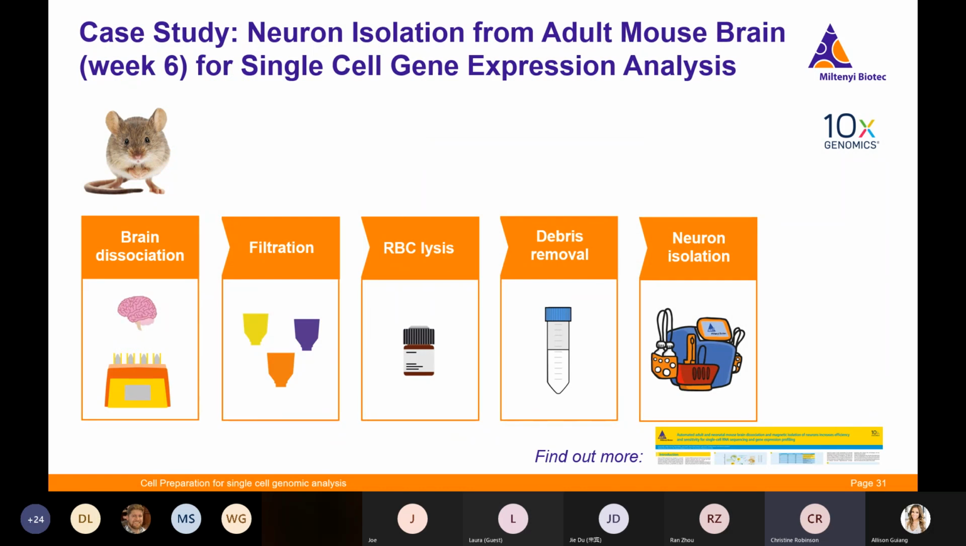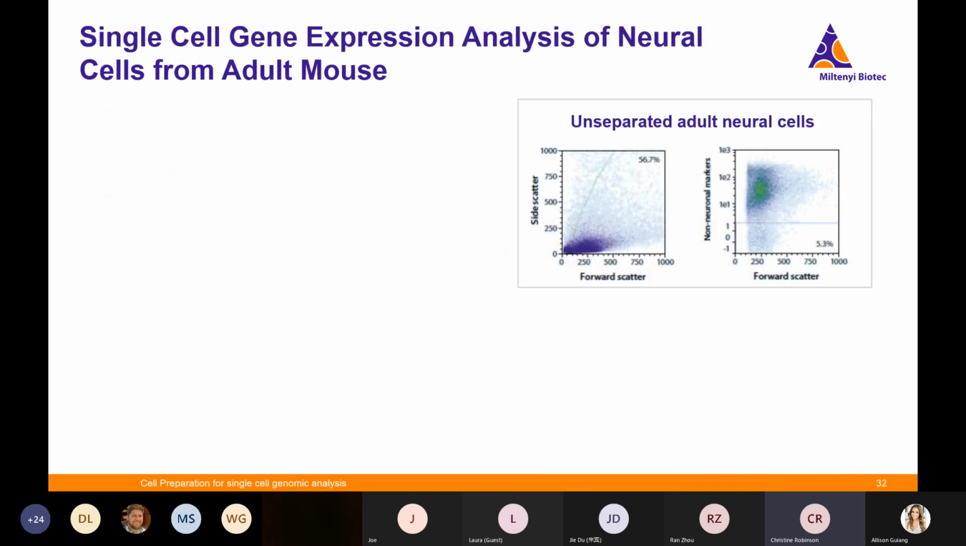This is another study we performed with 10x Genomics, and it looks at single cell gene expression analysis of isolated neurons from adult mouse brains. These are brains from 6-week-old mice. We dissociated using the GentleMax Octo with heaters and our adult brain dissociation kit. That kit includes a red blood cell lysis and a debris removal step. Finally, neurons are isolated using our neuron isolation kit. Then single cell gene expression analysis was performed on a 10x Chromium platform, both with cells prior and after isolation of neurons. So after dissociation, you can click through, Ali, just to show this whole slide.